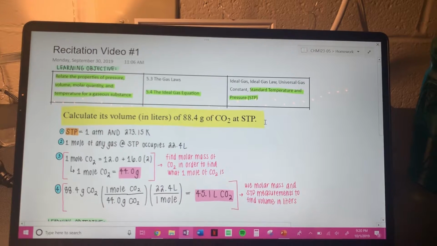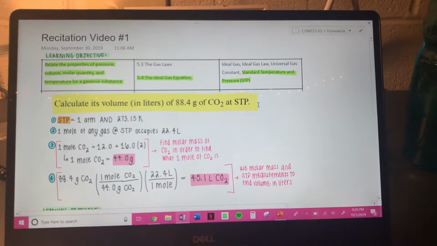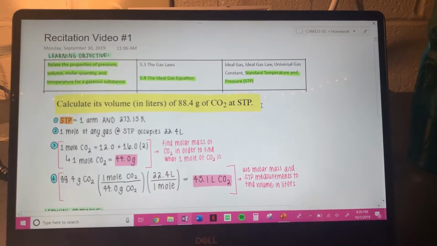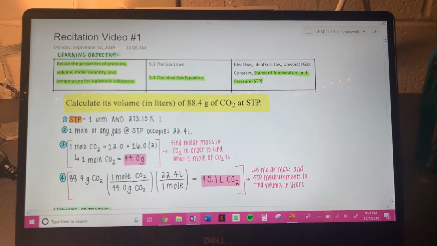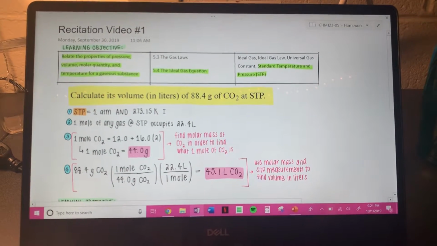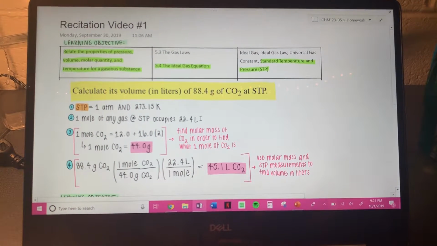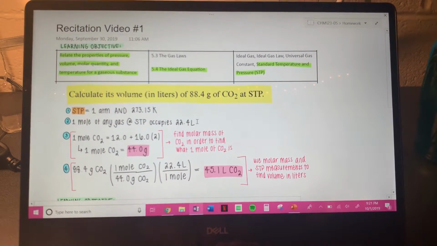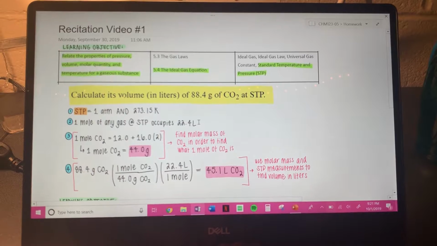The problem reads, calculate its volume in liters of 88.4 grams of carbon dioxide at standard temperature and pressure. It is known that standard temperature and pressure is 1 atmosphere and 273.15 Kelvin. It is also known that 1 mole of any gas at standard temperature and pressure occupies 22.4 liters.